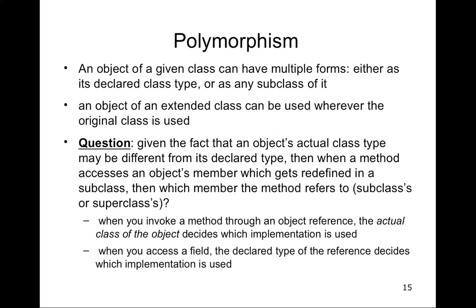So when you access a field, the declared type of the reference decides which implementation it's going to use. So think of it as a situational thing. If the object is out and about, the object is a friend. If the object is in the class, the object's a teacher.